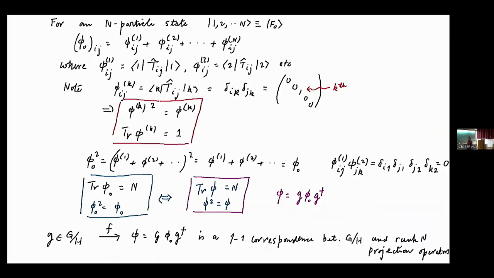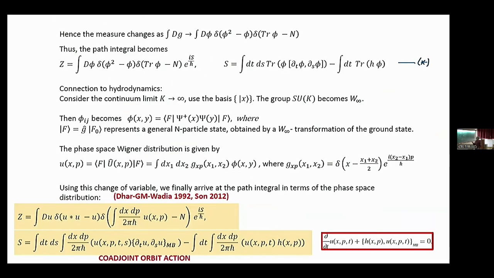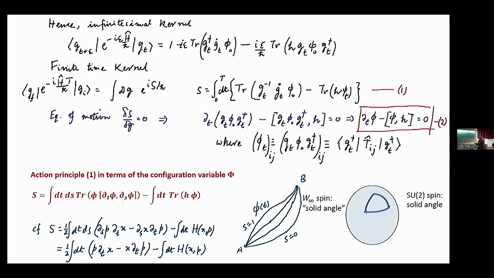So therefore, the states are uniquely characterized by points of G mod H, and they are uniquely characterized by rank n projection operators. So there is a one-to-one correspondence between the coset elements and rank n projection operators. Using that, I can translate, so remember what I did. I took the time evolution kernel in Fermion Hilbert space that I wrote in terms of this path integral.